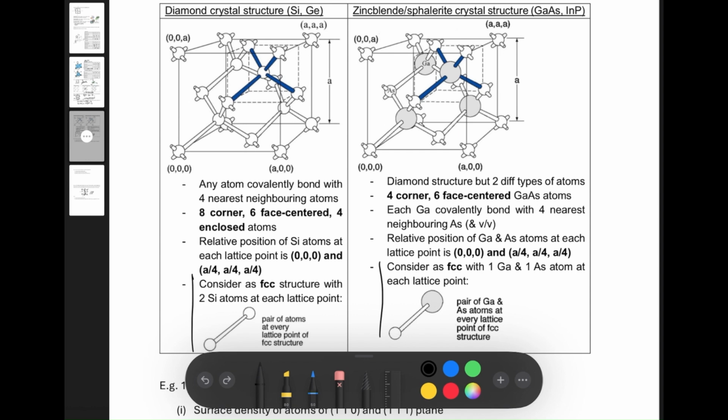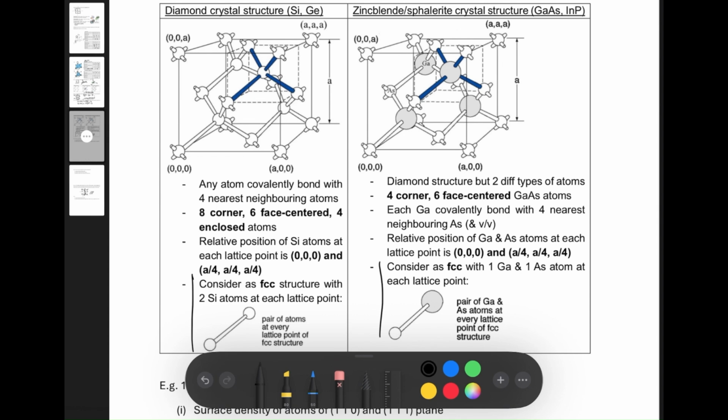So for silicon, there's 8 corner, 6 face center, and 4 enclosed atoms. You can see the enclosed atoms are this, and this. So these are fully enclosed inside each unit cell. And then there are 8 corners, which you can see quite obviously, and then there's also 6 face centered, which you can see quite obviously. So that's how the 3D structures of these semiconductors look like.